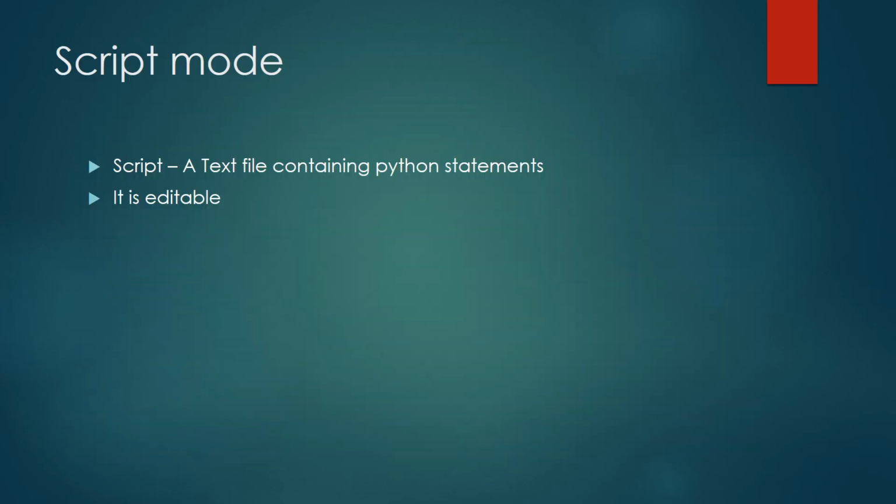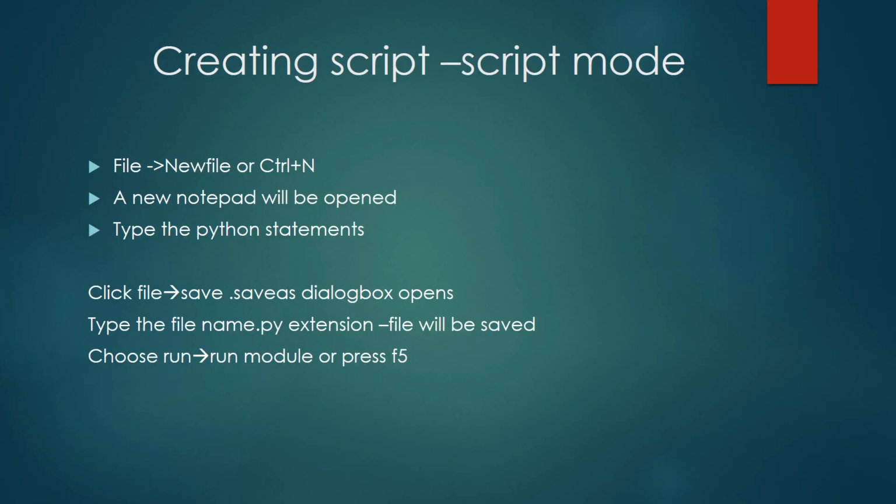Next, we can go for script mode. What is script mode? It's nothing but like C++. You can create a new file and type the code. As usual, you can compile and run the program. It is editable. A script is nothing but a file which contains Python statements. Once you create the file, you can edit it as many times as possible. Easy. And how to create a script?